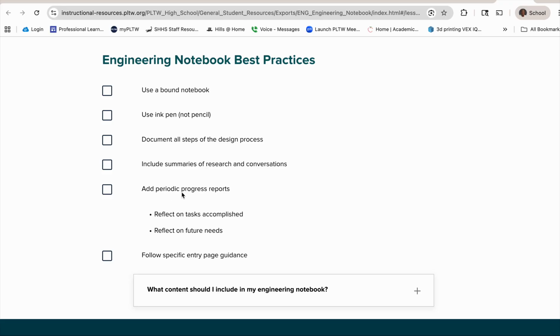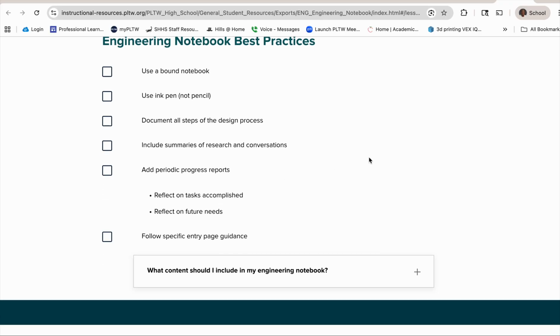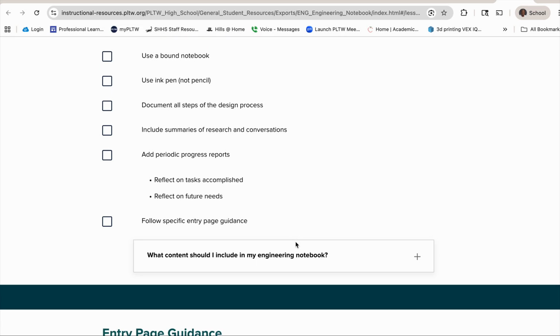Add periodic progress. If we're working on something that's going to take us a week or two weeks or something to complete, we're going to document along the way what we've done. Reflect on tasks accomplished and what we need to do in the future. Follow specific entry page guidance.